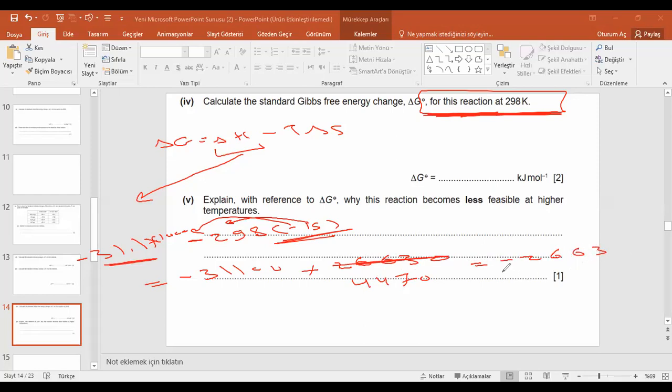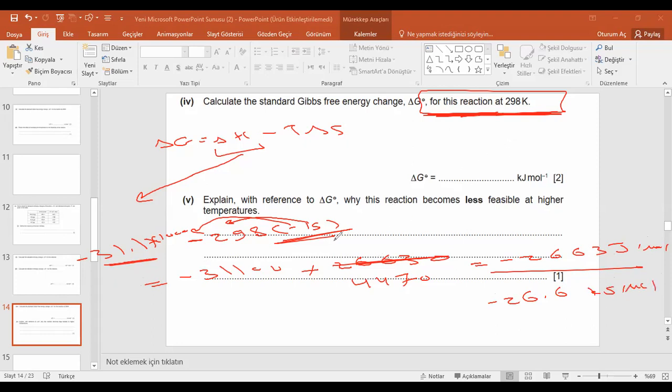Here, guys, the unit is joule per mole. Don't forget the unit. You multiply by 1000 to convert to kilojoule, so you end up with minus 26.6. We round it down. Kilojoule per mole.